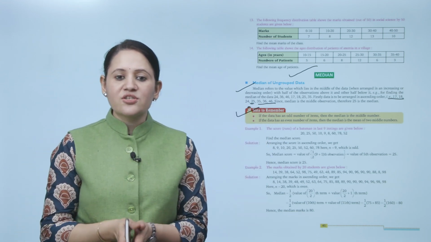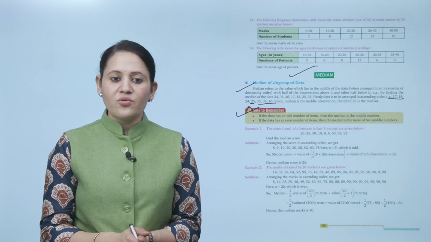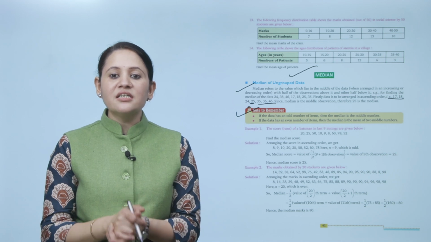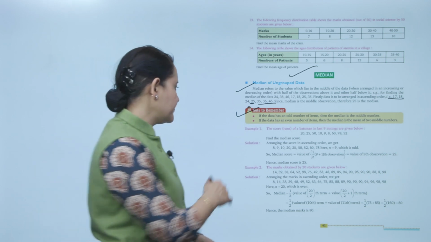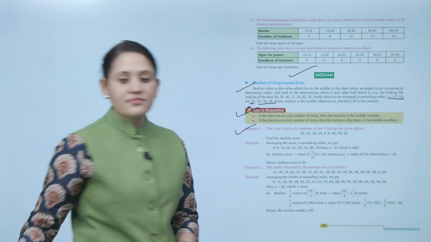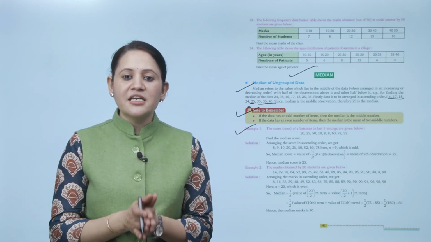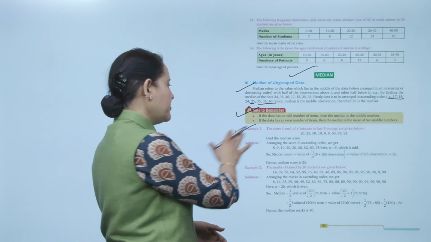If the data has an odd number of items, then the median is the middle value. If the data has an even number of items, then the median is the mean of the 2 middle numbers. We'll take an example. The scores of a batsman in the last 9 innings are given below. So, find the median score.